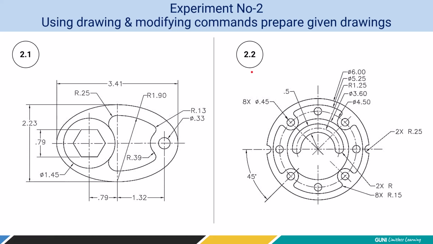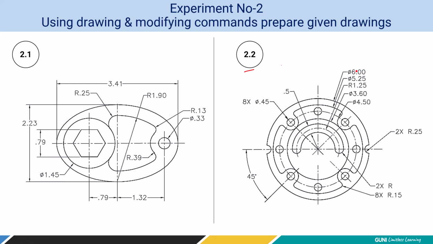So student, in this exercise 2.2 we are going to use the circle command, then we are going to use the trim command along with the polar array command. Now let's discuss how we are going to complete this exercise.